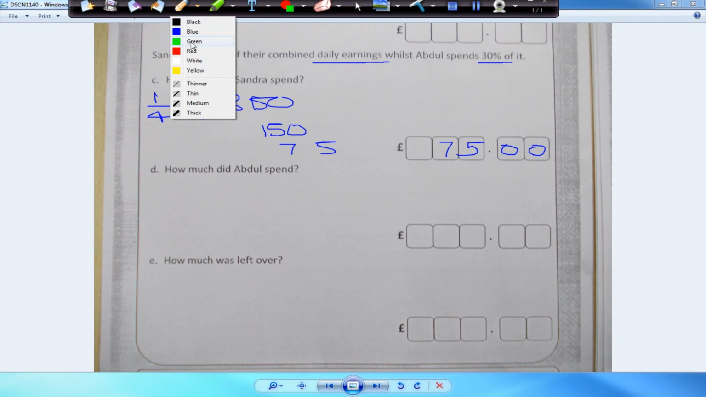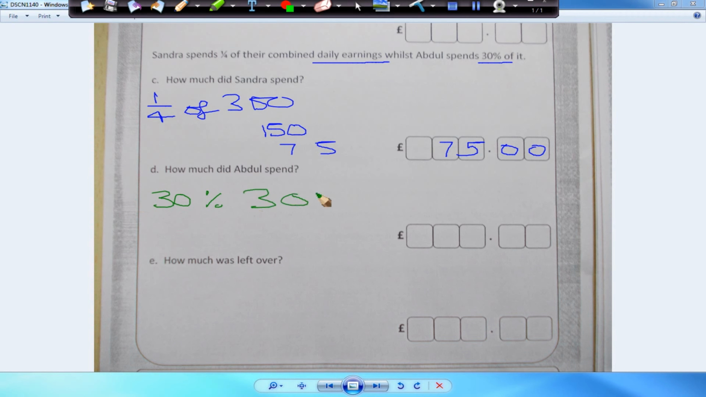Hang on a second. You are ahead of the class as usual. So we've got to work out 30% of what number? Hang on a second, quiet there. Iman, what are we going to work out 30% of? Of the daily amount. What's the daily amount? Okay, 30% of £300, excellent. Muniba, how do we work out 30% of 300? What is the technique?